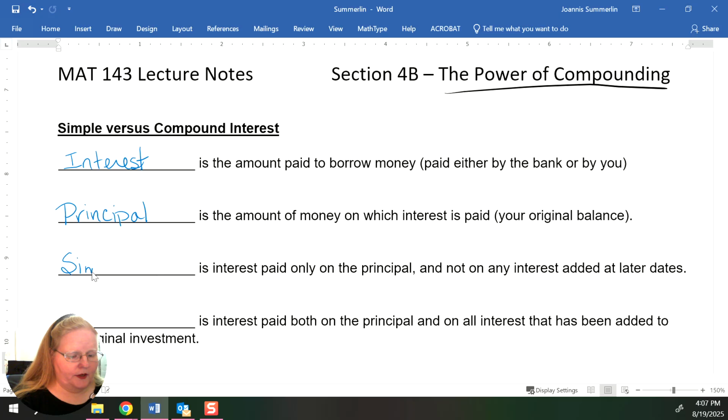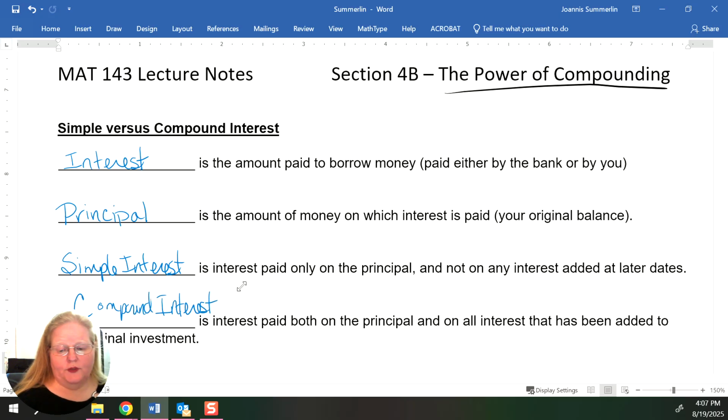We're going to talk about simple interest, and then compound interest. Oops. Simple interest is paid only on the principal and not any interest added at later dates. There's a formula for simple interest. You do not get that formula on any formula sheet. You have to have it memorized.